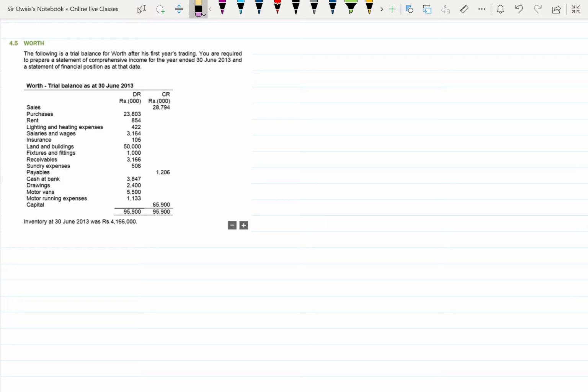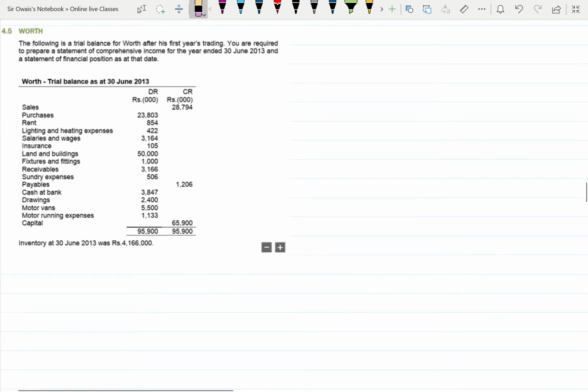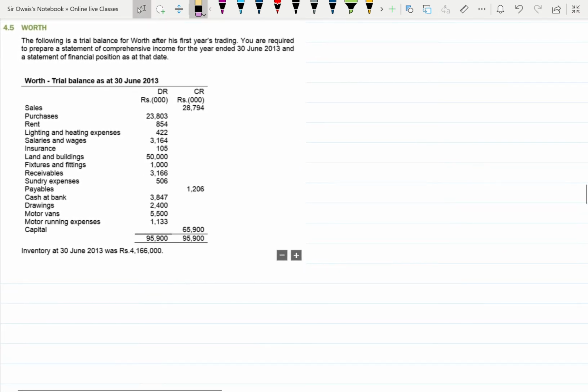Okay, so this is the question that we are starting. The name of the question is Worth. So I'm just reading this question for you. The following is a trial balance for Worth after his first year of trading. You are required to prepare a statement of comprehensive income, just making it simple.